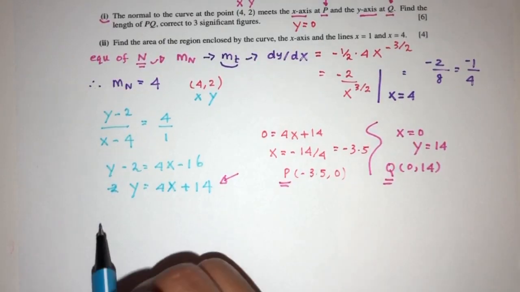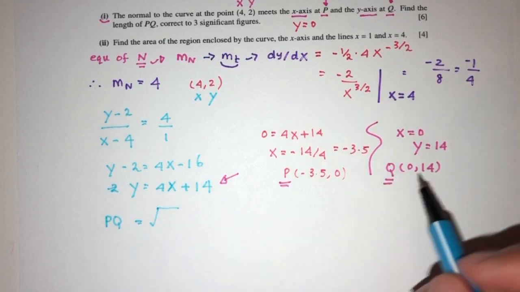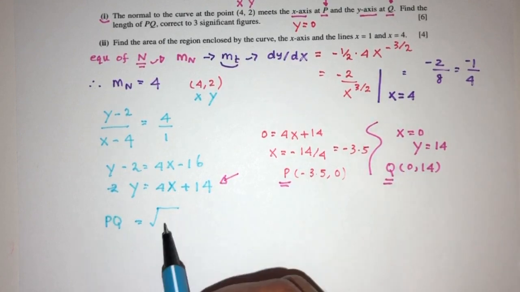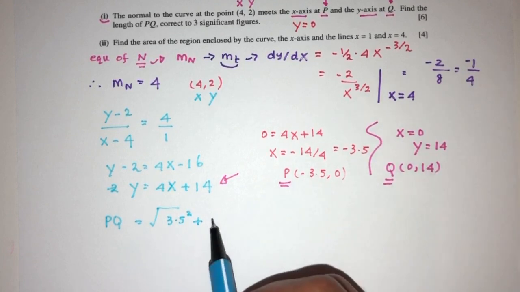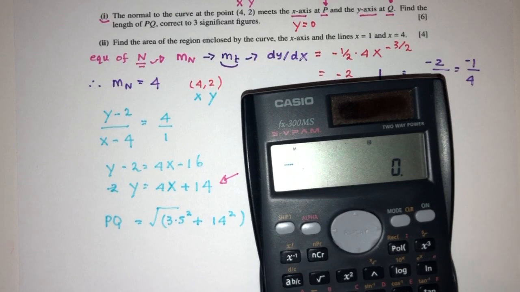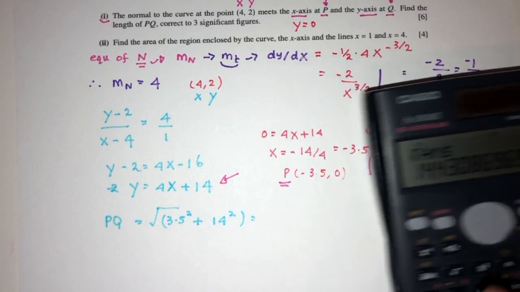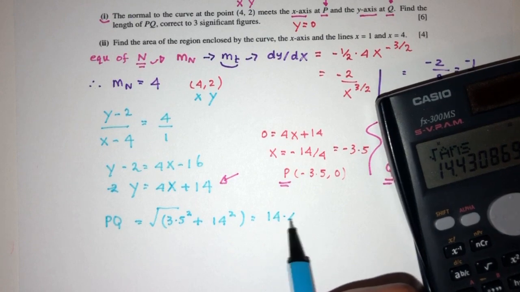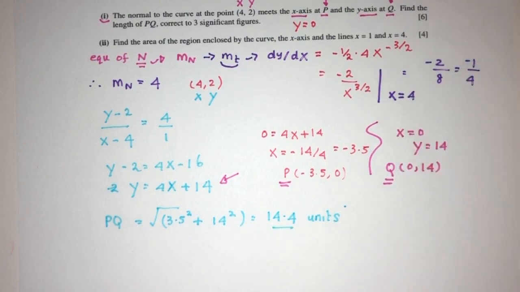Pretty easy. Just use your formula for that. The length of PQ will be the root of x2 minus x1, which is 3.5 squared, plus 14 minus 0, which is 14, and we square that value as well. That will be root of 3.5 squared plus 14 squared, which is 14.4 units, correct to 3 SF. That is question part 1.